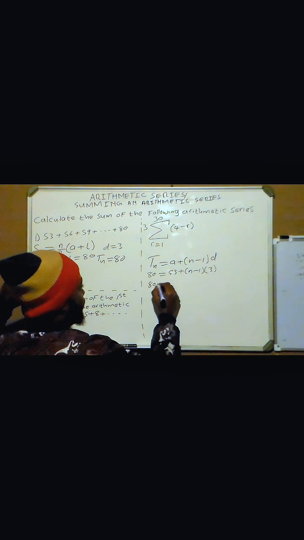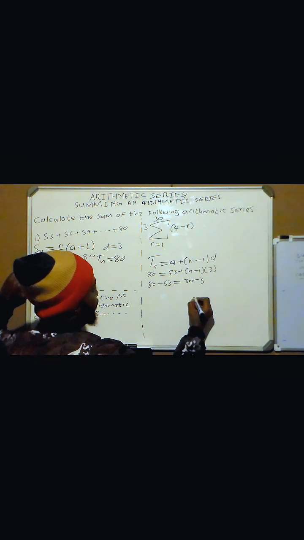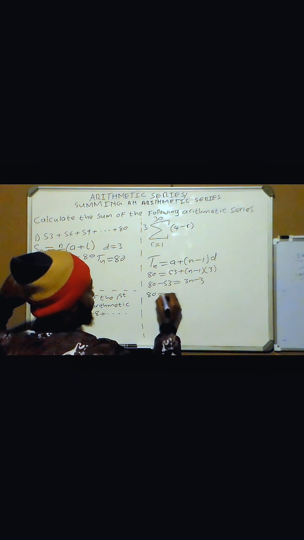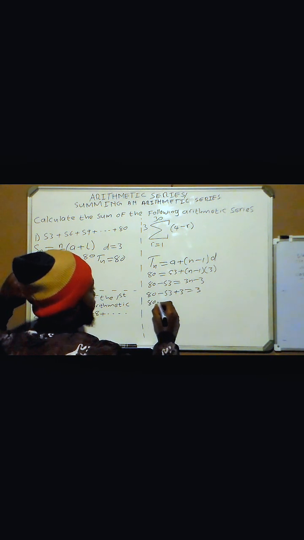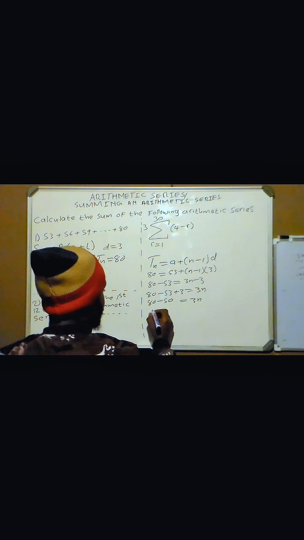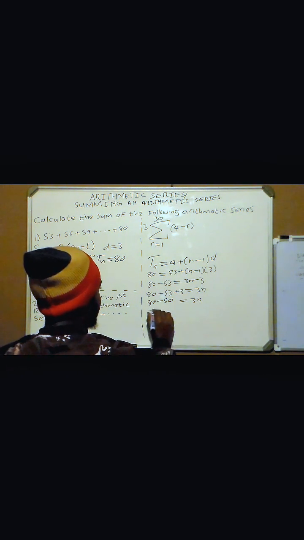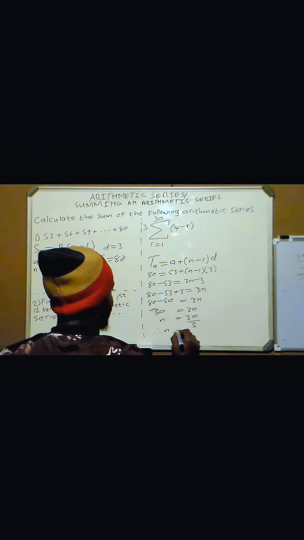So this is 80 minus 53 equals 3n minus 3, right? So we have 80 minus 53 plus 3 equals 3n. So this is 80 minus 50, so we have 30 equals 3n. So n would be equal to 30 divided by 3. Therefore n is equal to 10, right? Which means we are summing up the first 10 terms of the series.